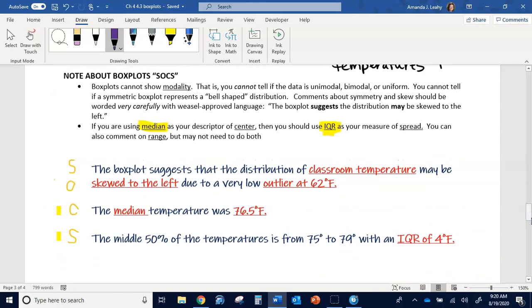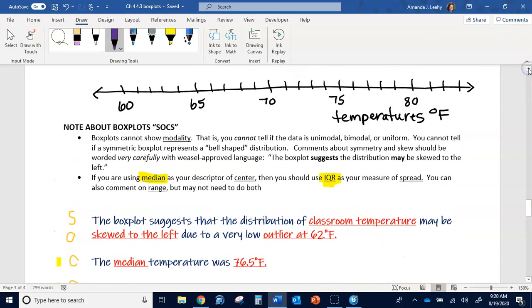All right, so last thing then, we can make a box plot, we can find outliers. If I'm going to talk about the SOCS, remember numerical data, we talk about the SOCS. One thing you need to understand is that box plots cannot show modality. So that means I cannot tell from a box plot if this data would be unimodal, bimodal, uniform. You cannot tell that. You cannot say that it looks approximately normal or that it's bell-shaped or anything like that. So what you can make an adjustment for is shape in terms of symmetry and skew, but you have to be very careful.